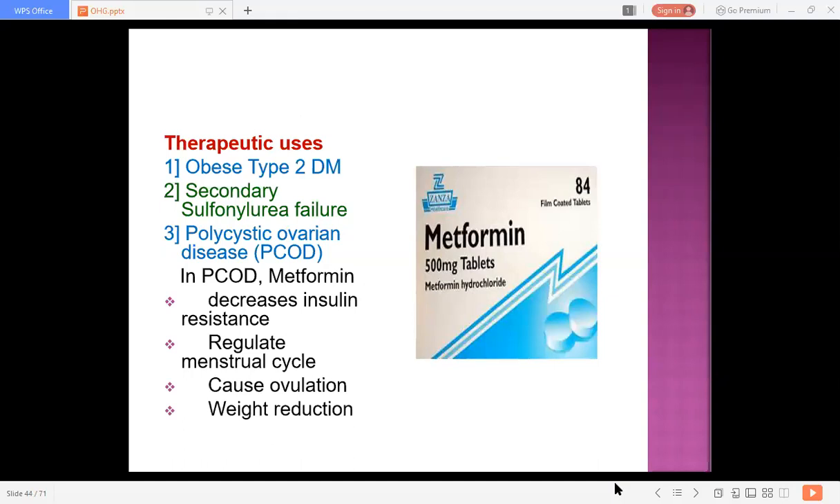Therapeutic uses of metformin: obese type 2 diabetes mellitus patients. Secondary sulfonylurea failure. Polycystic ovarian disease, PCOD. Metformin decreases insulin resistance, regulates the menstrual cycle, causes ovulation, and also helps in weight reduction.